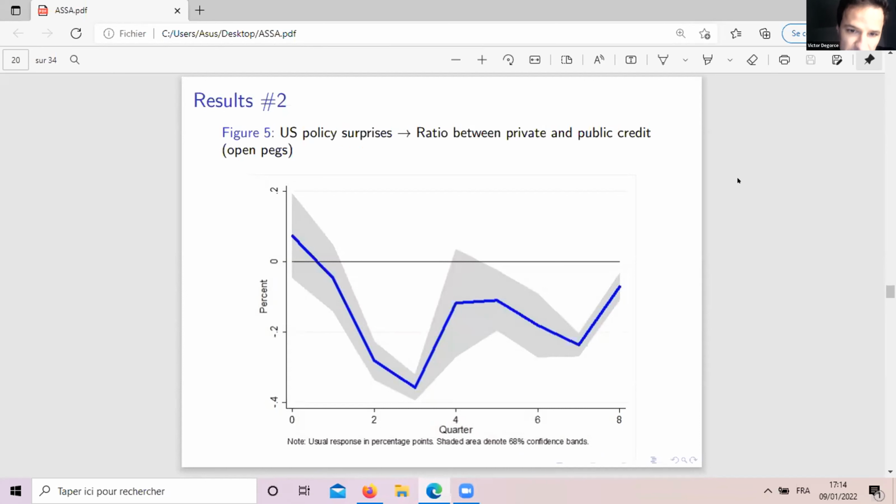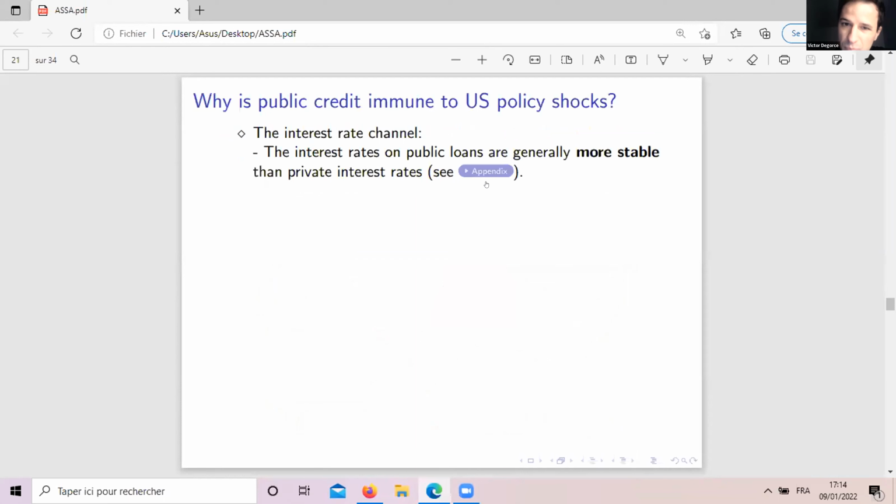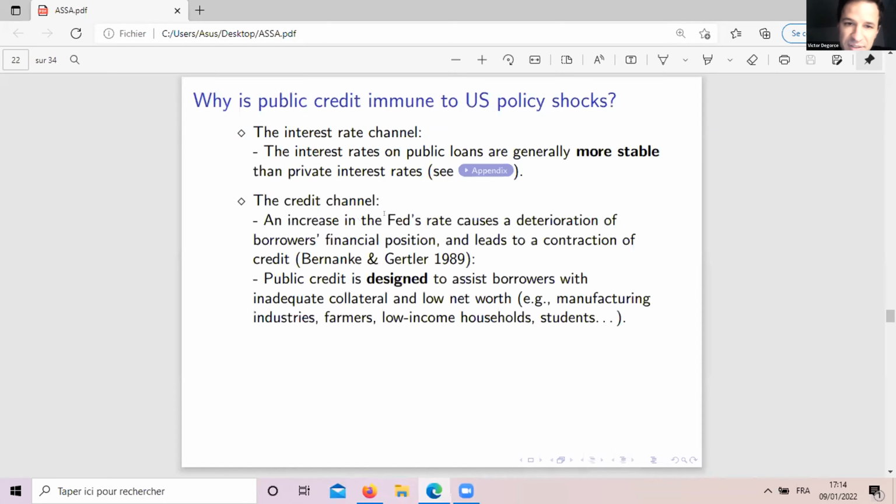So this result obviously should not be surprising for people who studied the political economy of public credit. Why? These people probably know that the interest rates on public loans are generally more stable than private interest rates. If I have time, I will show you some details on this. So public credit markets are not really sensitive to the interest rate channel of international monetary policy transmission. Same with the credit channel.